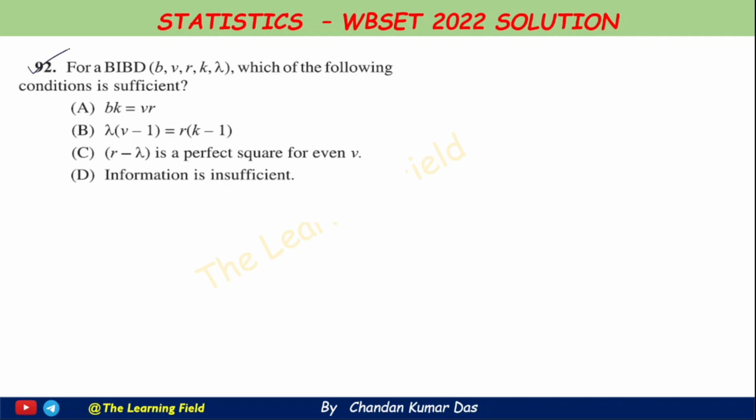Now question number 92: for a BIBD (b, v, r, k, lambda), which of the following conditions is sufficient? So what is BIBD? First we have to identify which topic the question is made from. This is a question from sampling survey. Sorry, this is not sampling survey, this is from design of experiment. This question is made from this chapter, design of experiment.